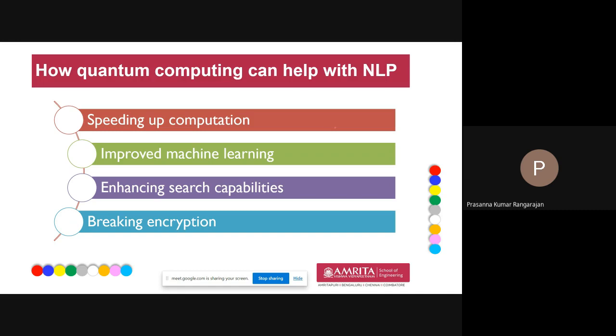Coming to how quantum computing will help NLP, the first point mentioned here is speeding up the computation, as I told you, like sentiment analysis and speech recognition. It involves a lot of computational capability which quantum computing can provide to us. The next one is improved machine learning. Machine learning plays a key role in most NLP applications, and the use of quantum computing can provide significant advantages over classical NLP in terms of speed and accuracy of the algorithms, which of course is the need of the hour.